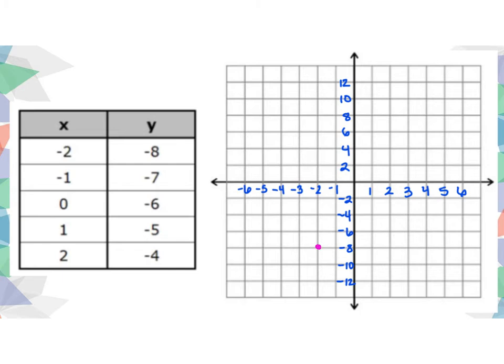For my second ordered pair, I'll start back at the point of origin. I would move 1 to the left for -1 on the x-axis, and then I would move down 7 on the y-axis. And my -7 is going to be right between -6 and -8.